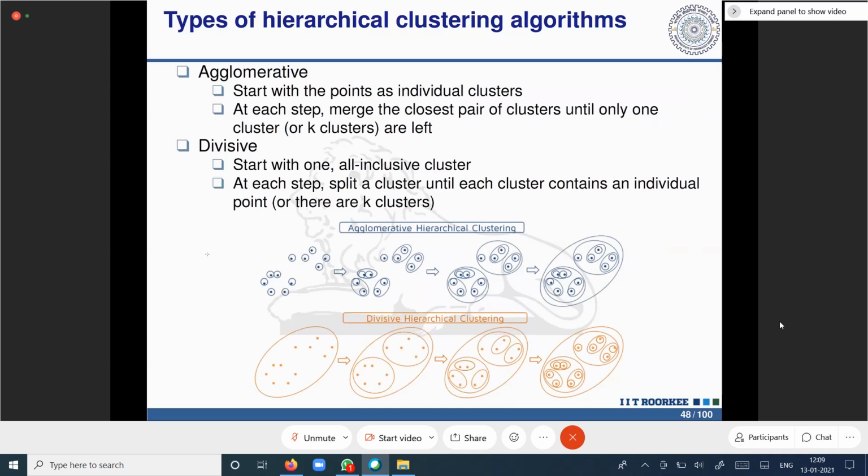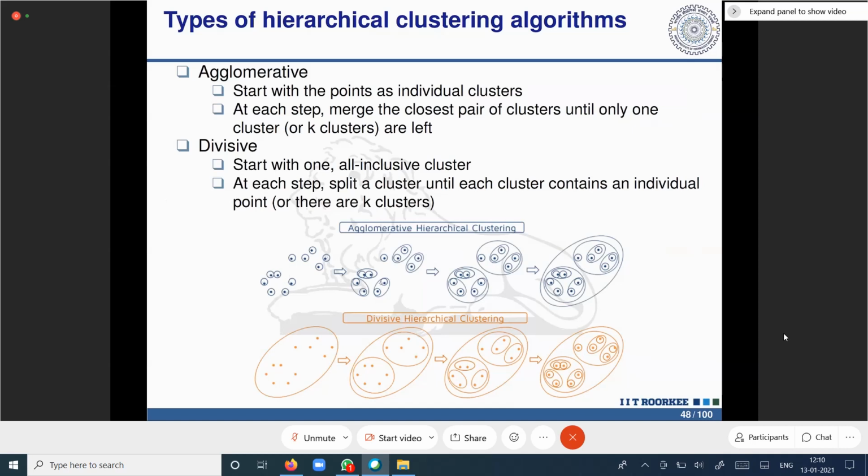Alright, so there are two types of hierarchical clustering algorithms. One is agglomerative. Agglomerative means they start with each point as an individual cluster. They consider all the different points as individual clusters, and then merge them into different clusters based on the distance. At each step it merges the closest pair of clusters until only one cluster is left. All right, so it's shown here.